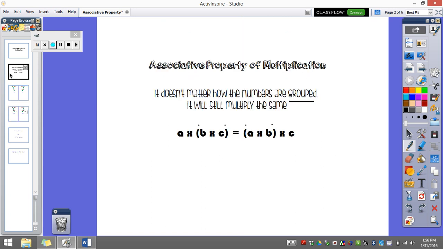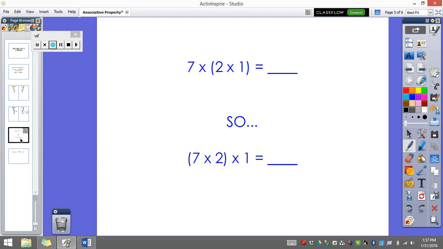So again, the associative property of multiplication says it doesn't matter how the numbers are grouped, it will still multiply the same. So if we look here, we have 7 times a group of 2 times 1. Always start with your group first. 2 times 1 is 2. And then we do 7. 7 times 2 is 14.